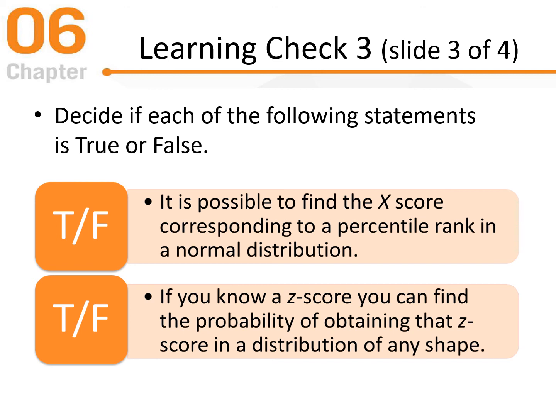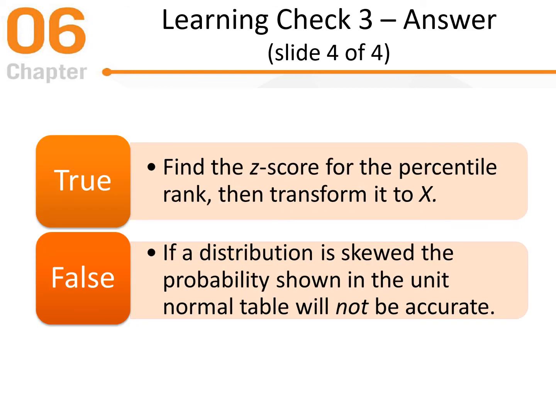So if your distribution is not normal, you can find z-scores, but you cannot find the probability of getting those z-scores. So obviously that's false. And that's what we got here. So the first one we can transform. Percentile rank gets transformed to z-score, which then gets transformed to raw score. And obviously you need a normal distribution to use the probabilities that are given in the standard unit table or standard normal table.